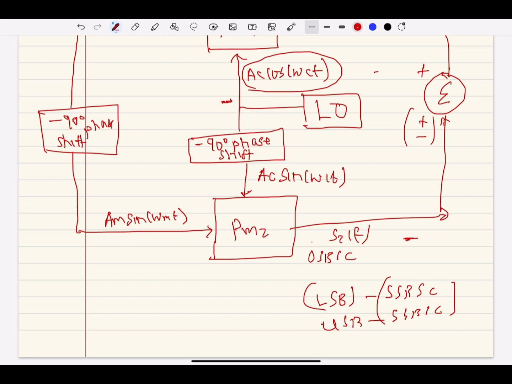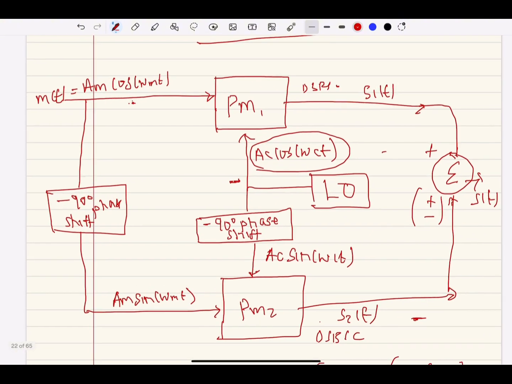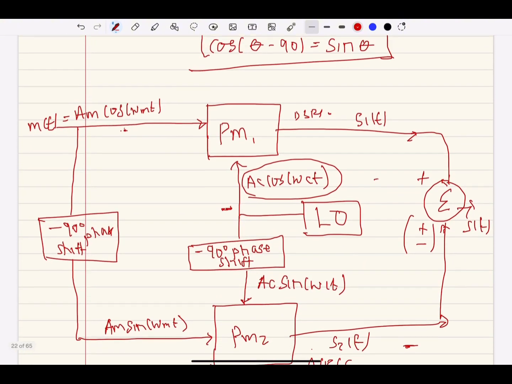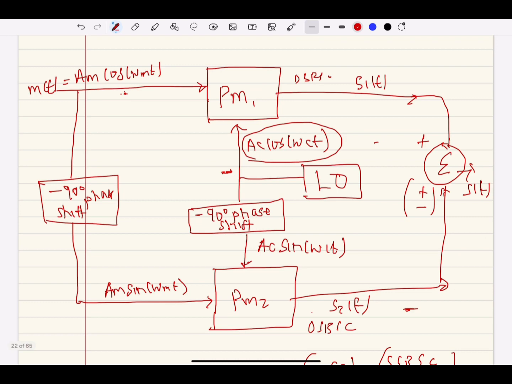So basically this is our output S of t. In summary, what I'm trying to say is that in doing a phase discriminator method, you need the message signal and the carrier signal. Aside from that, we need two product modulators. Both modulators are producing a double sideband suppressed carrier signal wave at the end.